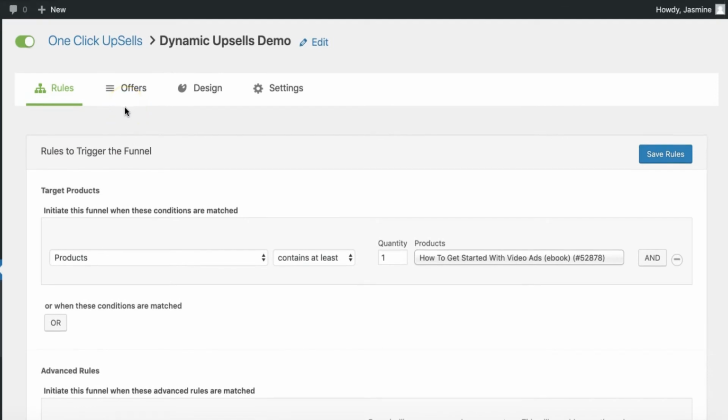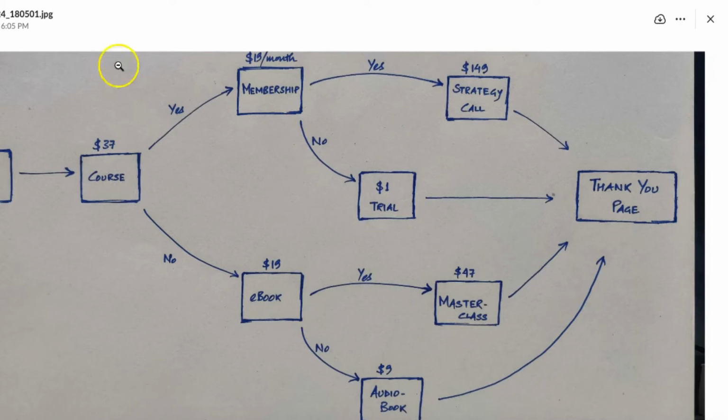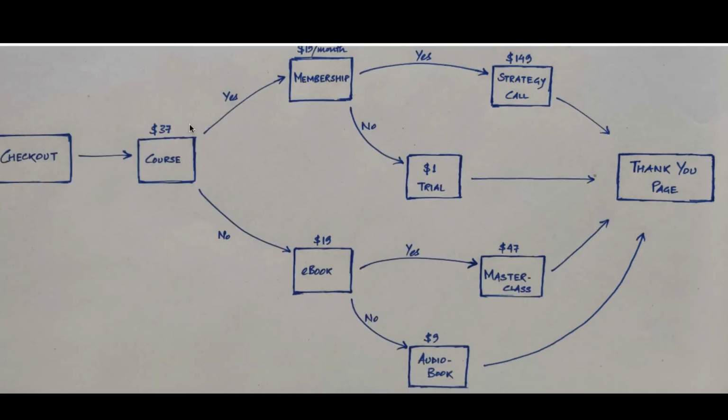Now I'm going to show you the funnel that I'm setting up using dynamic offer paths. That's the funnel that we're going to be setting up. As you can notice here, we've got the checkout, which is followed by the first upsell. This is the qualifier upsell, a course worth $37. If they say yes to it, we pitch a membership, which is a $19 per month plan. If they say no, we pitch an ebook, which is a $19 one-time offer. And again, the membership and the ebook both have their own upsells and downsells.